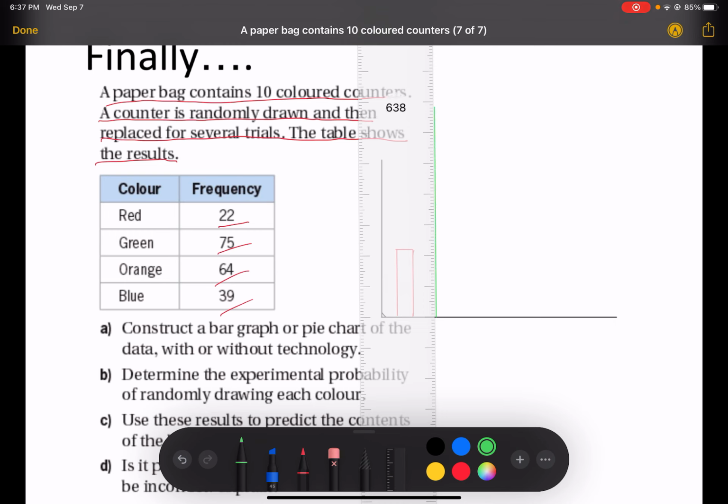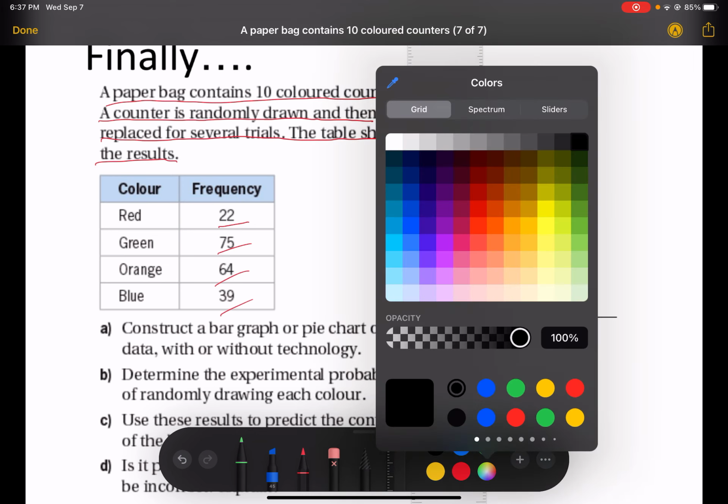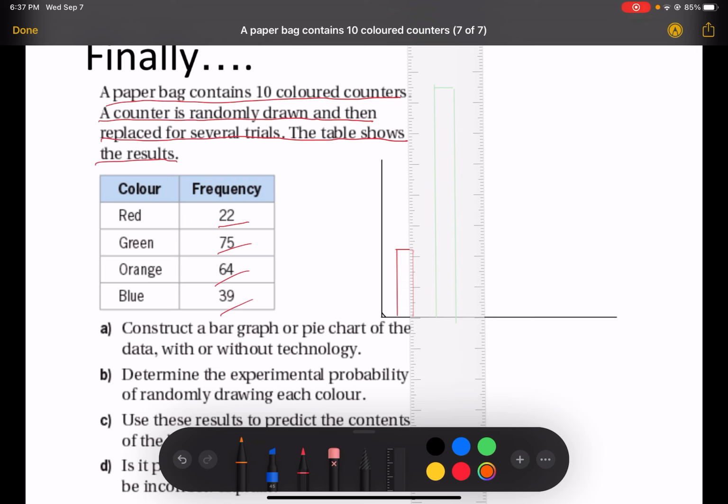Orange happens 64 times. So 10, 20, 30, 40, 50, 64 times. And of course, blue happens 39 times. Let's do that. 1, 2, 3, 4. I go all the way to the top because I'm missing one there.